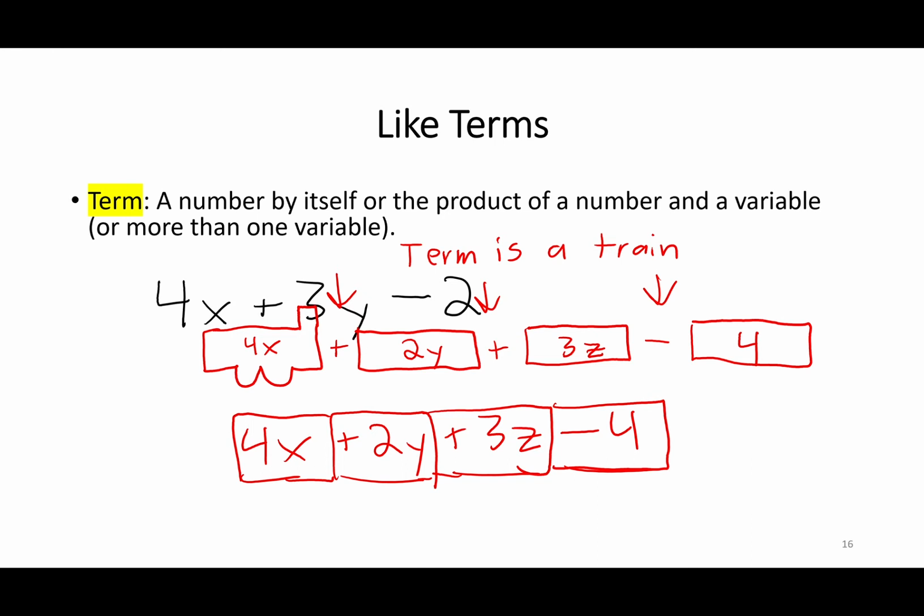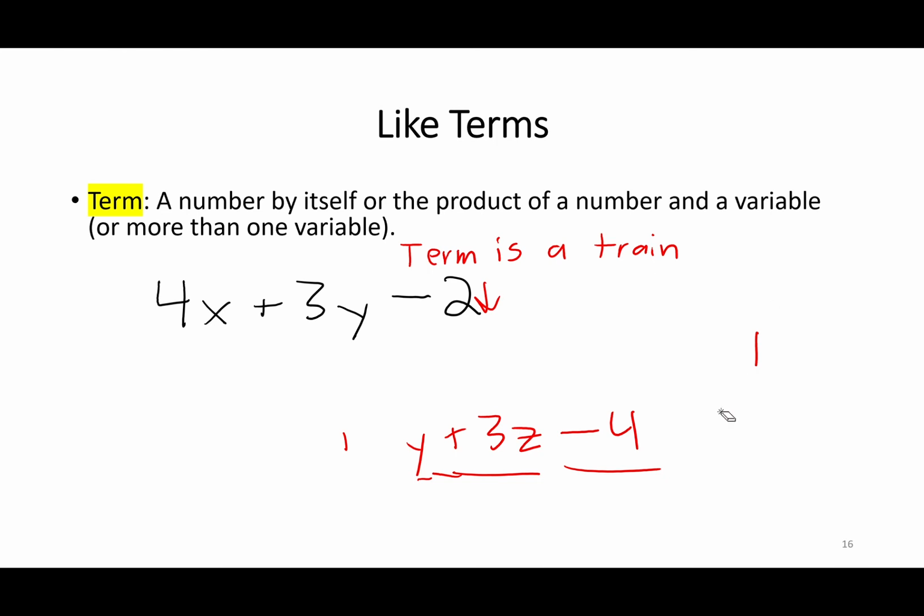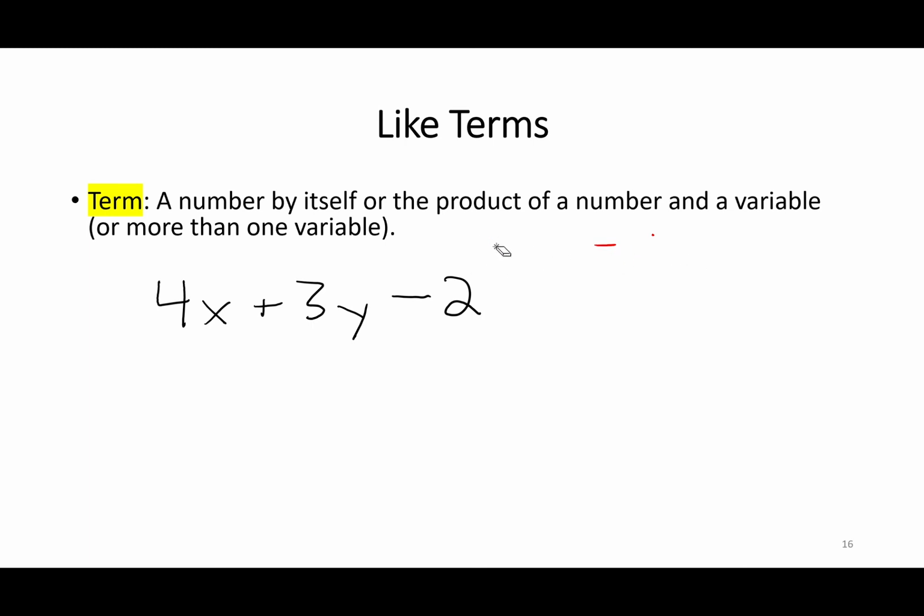Now, I'm sorry, it looks like I already had an explanation for you. Like terms, specifically, so let's take another example. Let's take 4x plus 3y minus 2. Like terms are terms that are alike, like I already explained earlier. So right here, the x's are one type of term, the y's are another type of term, and the negative 2's are another type of term.